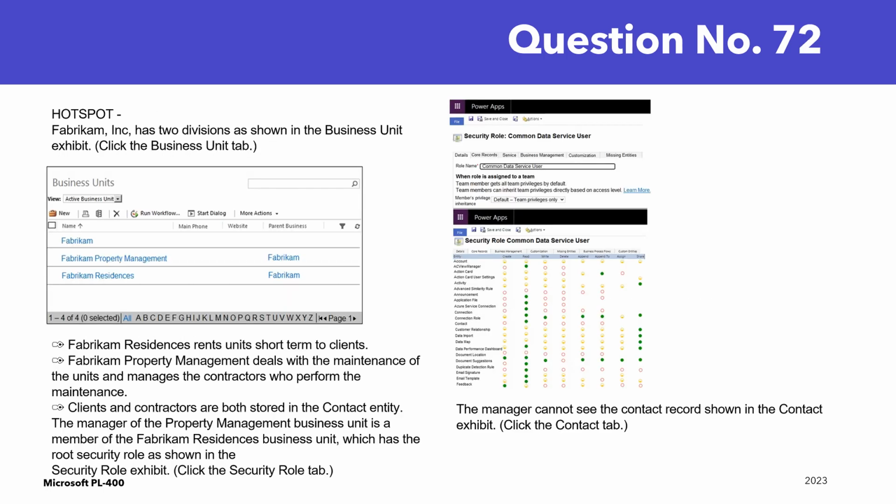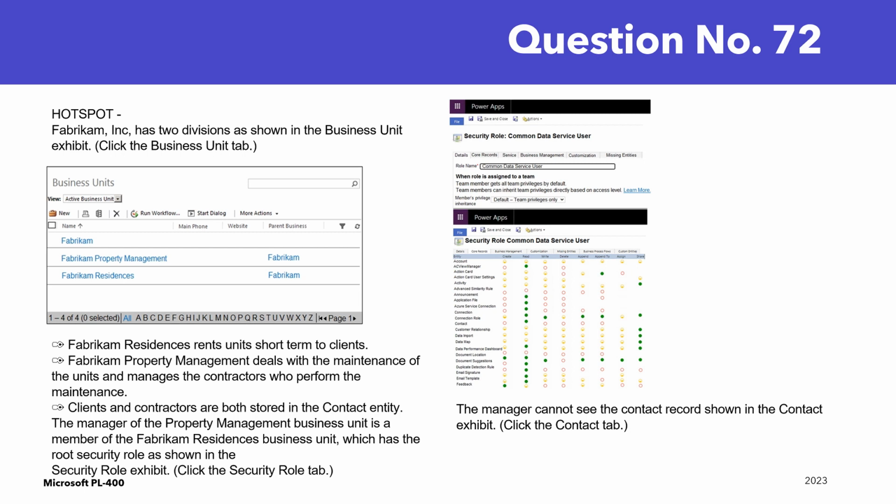Fabricam Incorporated has 2 divisions as shown in the Business Unit exhibit. Click the Business Unit tab. Fabricam Residences rents units short-term to clients. Fabricam Property Management deals with the maintenance of the units and manages the contractors who perform the maintenance. Clients and contractors are both stored in the contact entity.